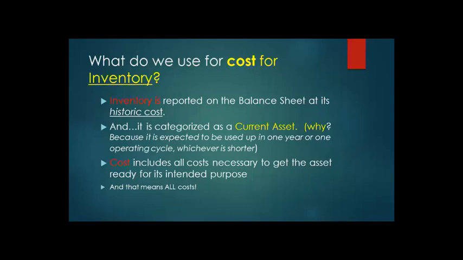What are the cost components for inventory? Inventory is reported on the balance sheet at its historic cost, and it's a current asset because it's expected to be used up within a year or operating cycle. And cost means all the cost necessary to get the asset ready for its intended use.